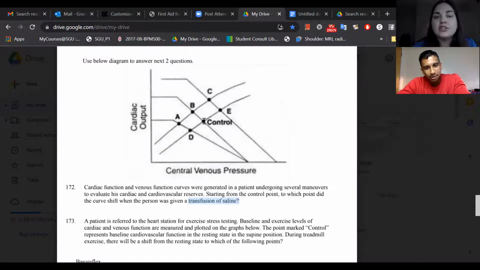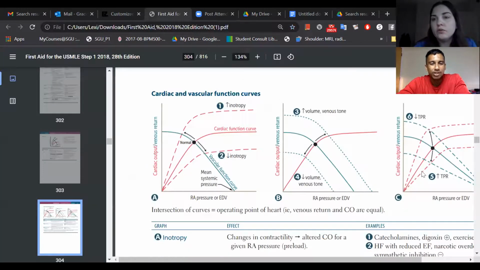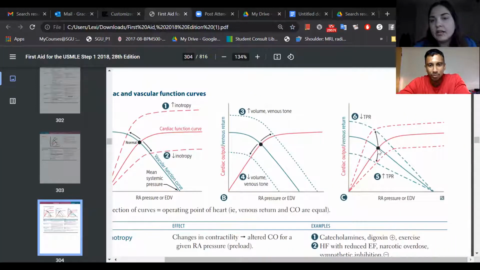So what if we change TPR? If we decrease TPR, where would we go? A? No. Remember, that's inversely related for TPR. So we actually go up here. I see. So TPR, this is the control line. And if we decrease TPR, we go up to the next intersection, where we change the red line and we change the blue line.